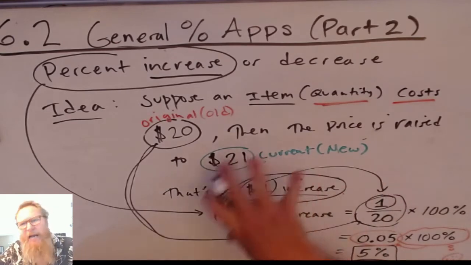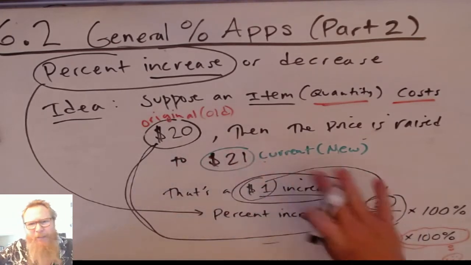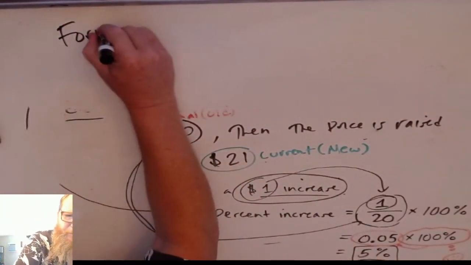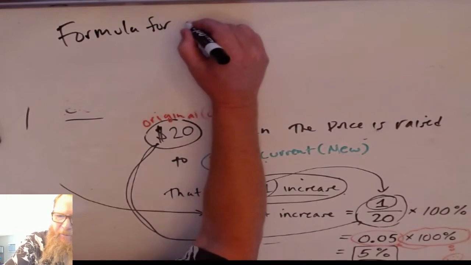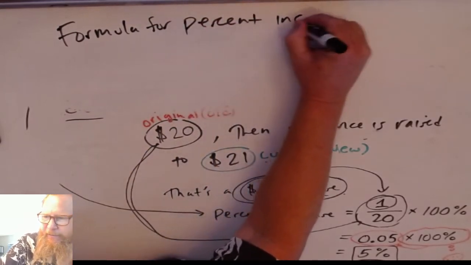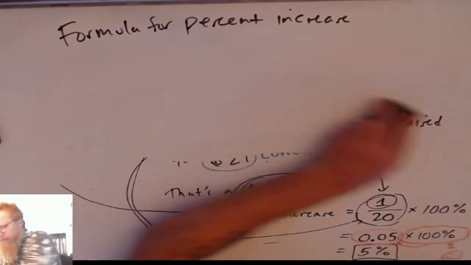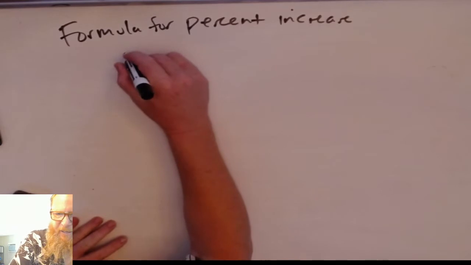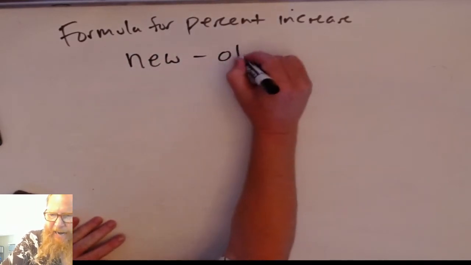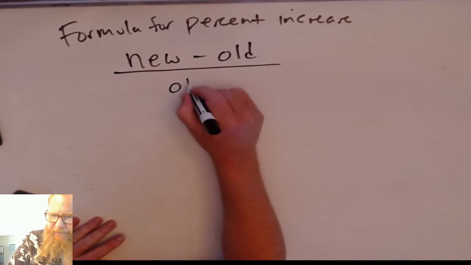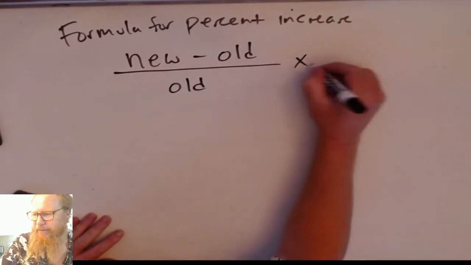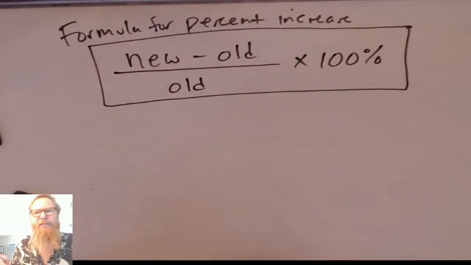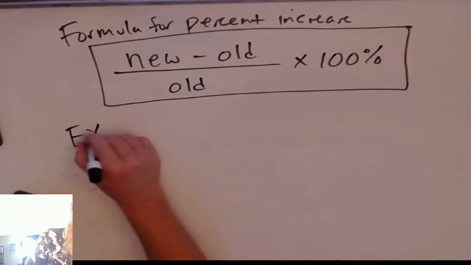Now you might not want to have to piece this together every time on your own. So we have a formula for percent increase. It's the new amount minus the old amount divided by the old amount times 100%. So that's your formula for percent increase.